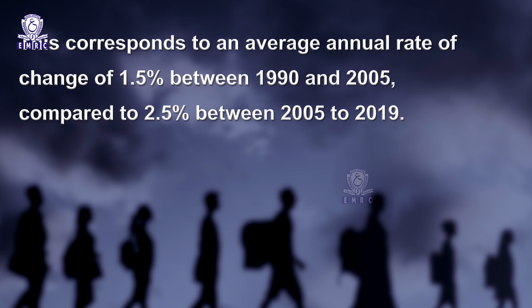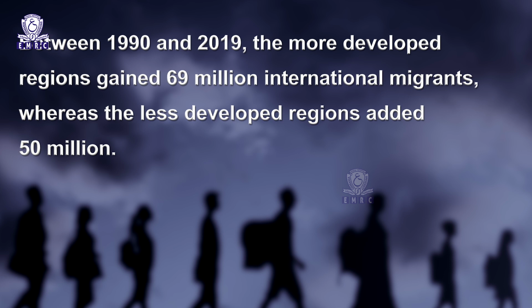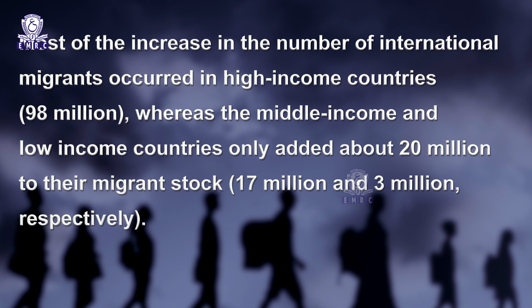to 2019. Between 1990 and 2019, the more developed regions gained 69 million international migrants, whereas the less developed regions added 50 million. Most of the increase in the number of international migrants occurred in high income countries, that is about 98 million, whereas the middle income and low income countries only added about 20 million to their migrant stock, that is 17 million and 3 million respectively.